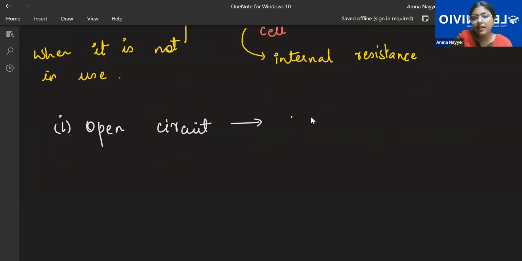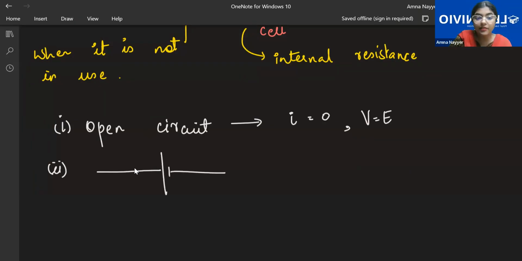Open circuit means current is zero and your potential difference is equal to EMF. This is an important point. Second is the discharging of a cell. Discharging means current is coming from the positive terminal, entering the negative, coming out from the positive. So this is the discharging of a cell.